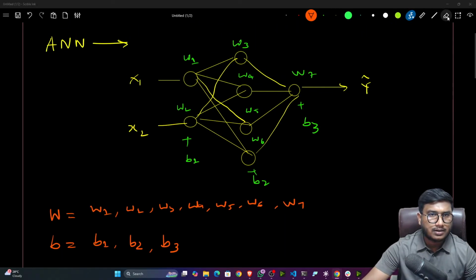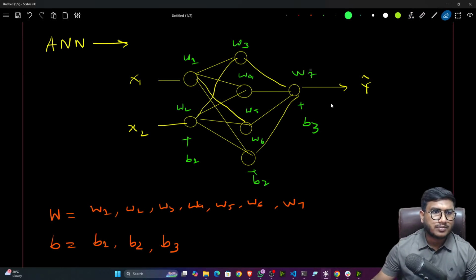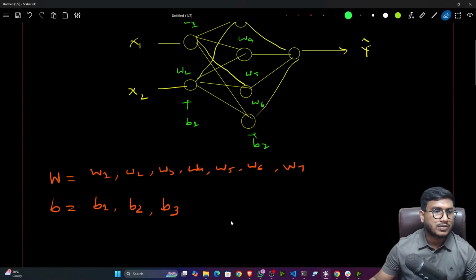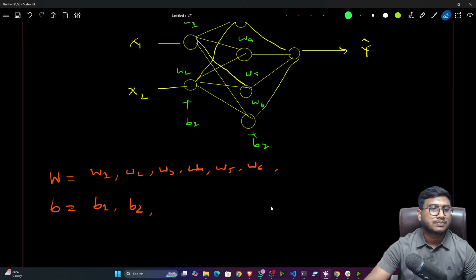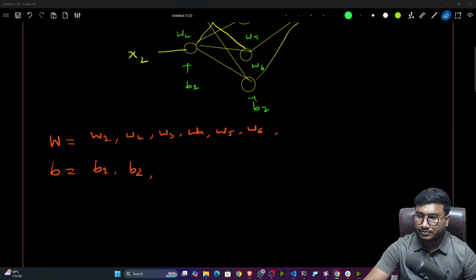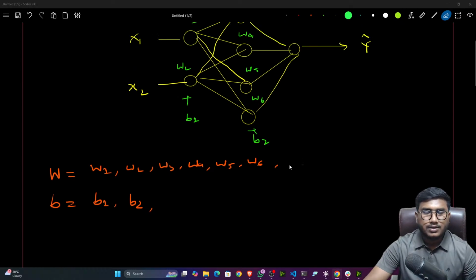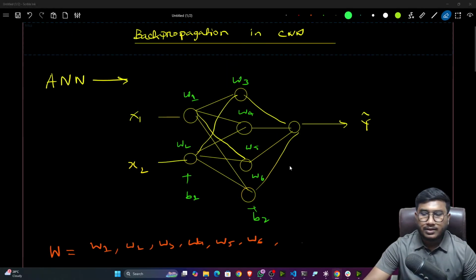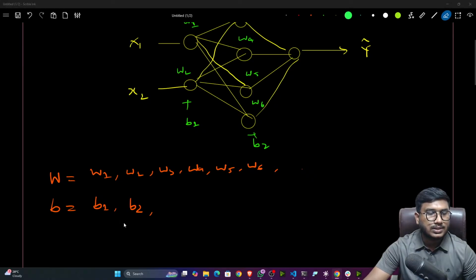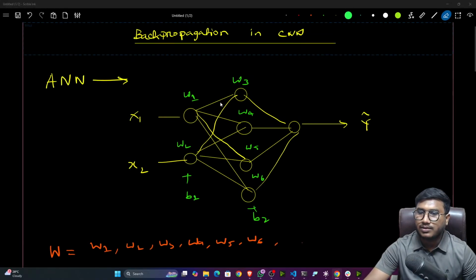So the output layer you don't need to take. Let me remove it because this is the output layer. So here I can remove this one and this one. Fine. So that's how we do the weight update operation. So these are the weights that would be updated inside an artificial neural network.